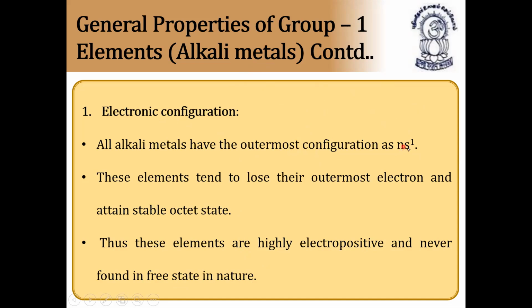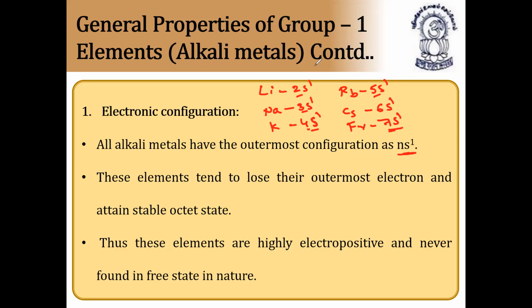Ns1, where N is called the principal quantum number. For example, lithium is 2s1, sodium is 3s1, potassium is 4s1, rubidium is 5s1, cesium is 6s1, and francium is 7s1. So the outermost configuration's N value increases down the group: N is equal to 3, 4, 5, 6, 7. So it is called the principal quantum number.